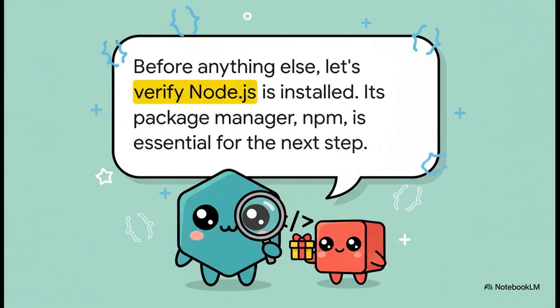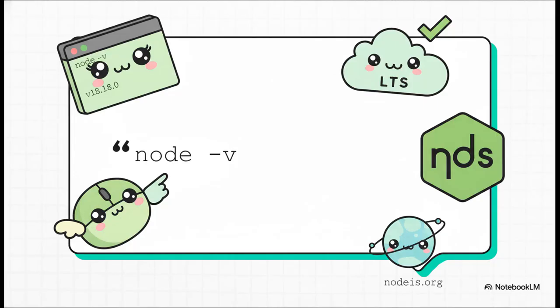So let's start with a really simple command to see if it's already on your system. Just pop open your terminal and type node -v. If you see a version number pop up, something like v18 or v20, you're golden. You're good to go. If not, no big deal. Just head over to nodejs.org, grab the LTS version, and you'll be set in like a minute.